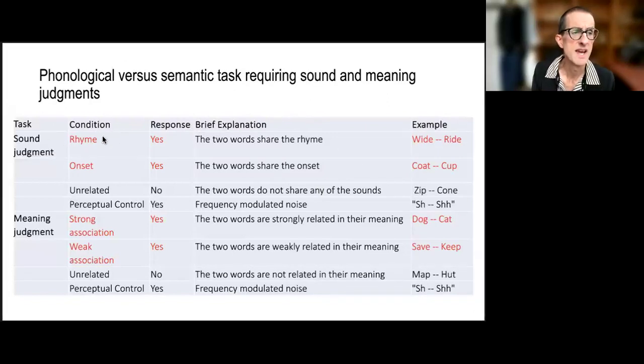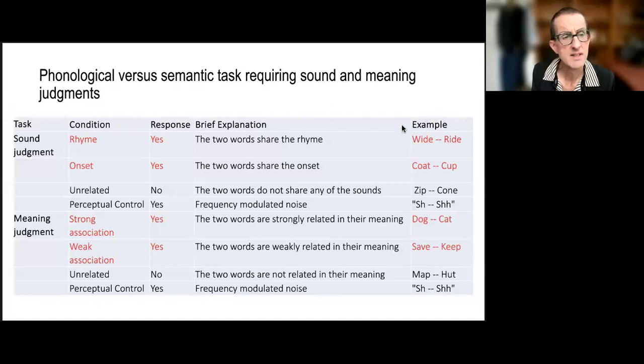In the sound judgment task, you basically had to determine whether there was a shared sound between two words that were sequentially presented. Sometimes they shared the rhyme, sometimes they shared the onset, sometimes they were unrelated. There was also a perceptual control. There's also a meaning judgment task where you had to determine whether the two words go together. And there were strong association items and weak association items, but also unrelated and perceptual controls.